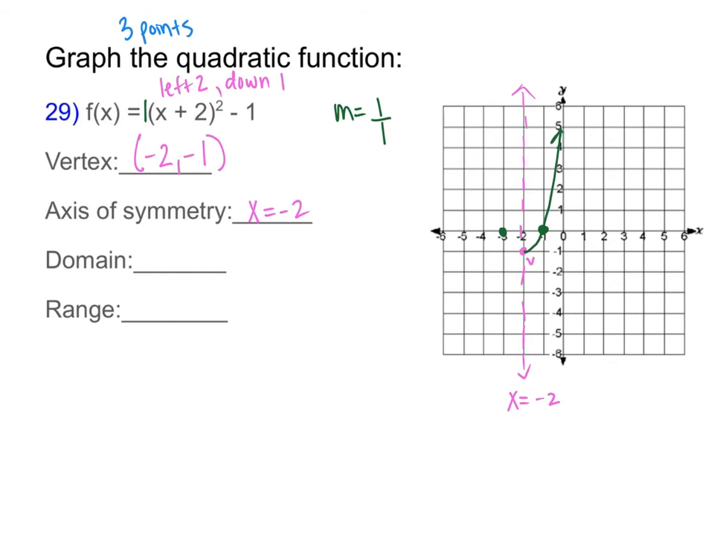Then we're just going to connect the dots because we have 3 points. And we can make our parabola now. And so there we go.